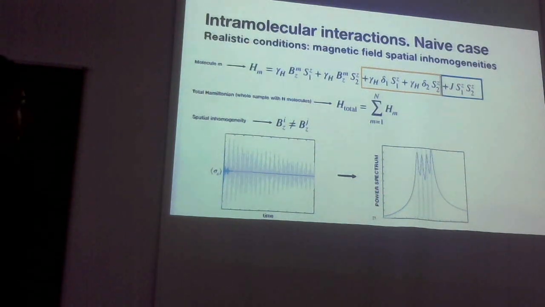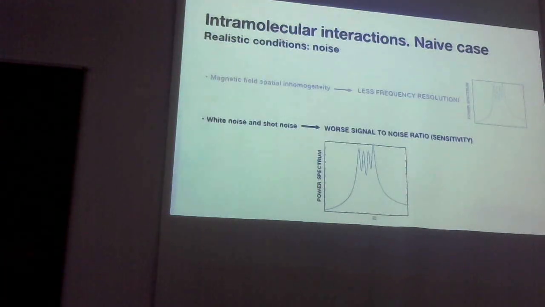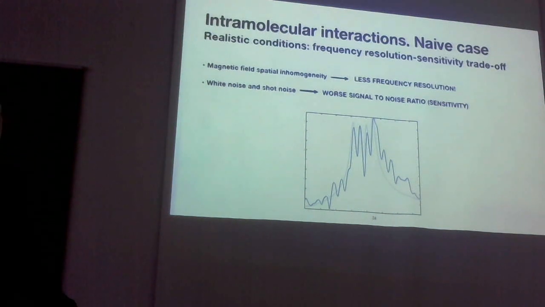Okay, so the effect of inhomogeneities is that you get wider peaks, which is bad because you get worse resolution when you want to resolve given frequencies. Now the other detrimental effect that you can have in an experiment is that in a noisy environment you will have white noise, and when you measure you will also have shot noise. Okay, so this leads to worse signal-to-noise ratio, which in this field is usually called sensitivity, and the spectrum goes from this to something like this, a very noisy spectrum.